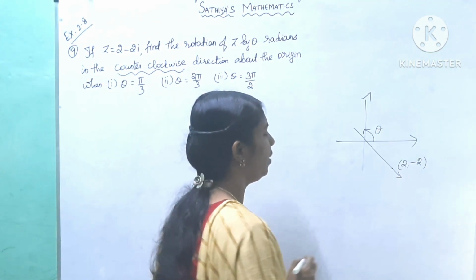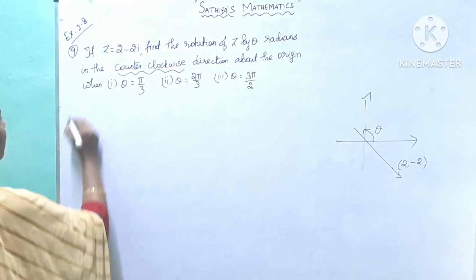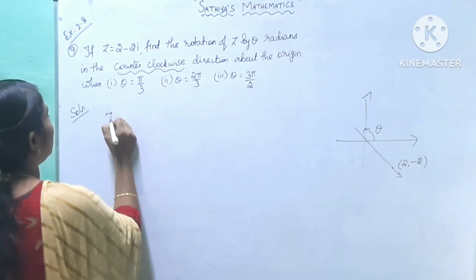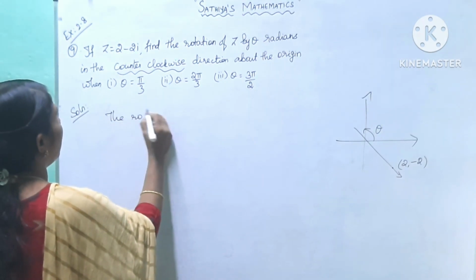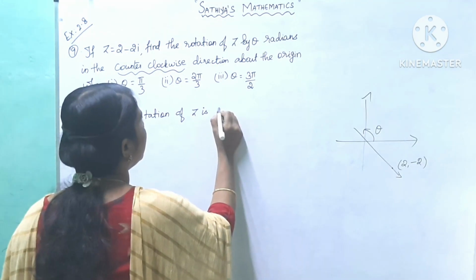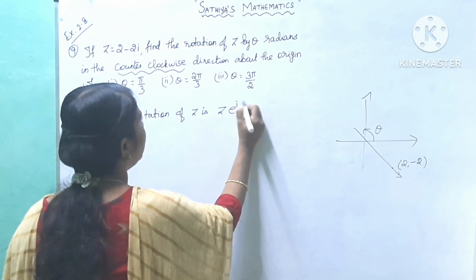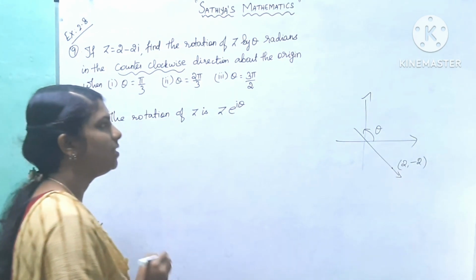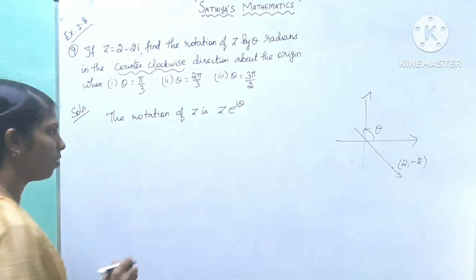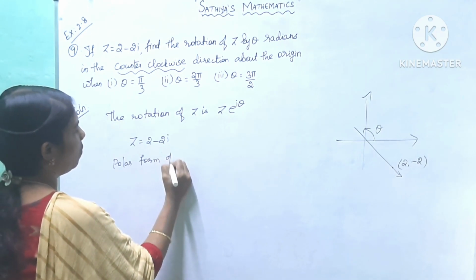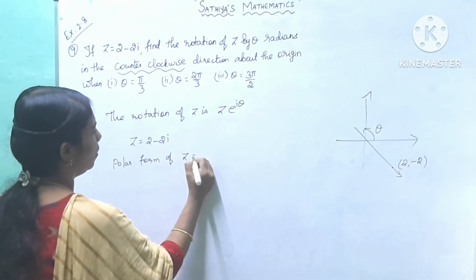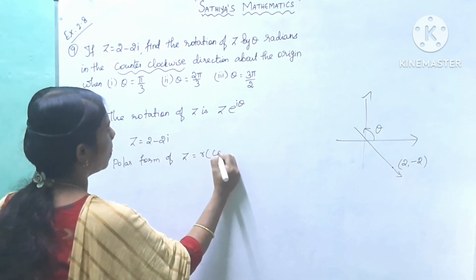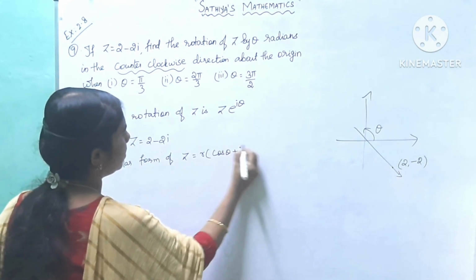So in order to find the rotation of z, we have the formula. The rotation of z is given by z into e power i theta. For that, z must be in polar form. Polar form of z is equal to r into cos theta plus i sin theta.